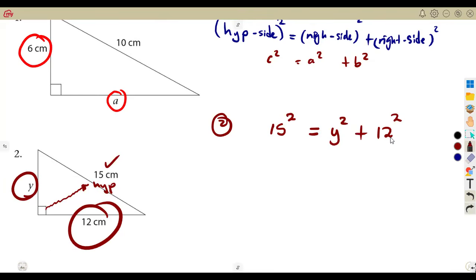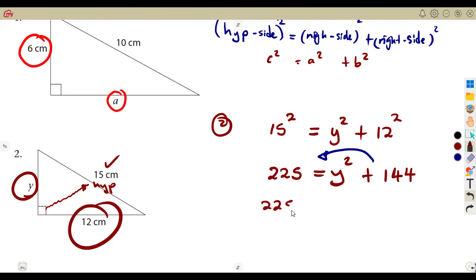All right, so we need to simplify 15 squared. That is 15 times 15, which is 225. So 225 is equal to y squared plus 144 from 12 squared. So taking the 144 to the other side, it is going to be negative: 225 minus 144 is equal to y squared. So y squared is equal to the difference, which is 81.